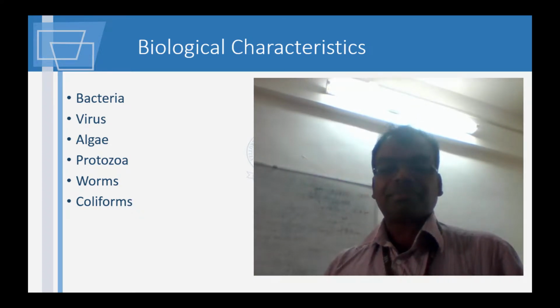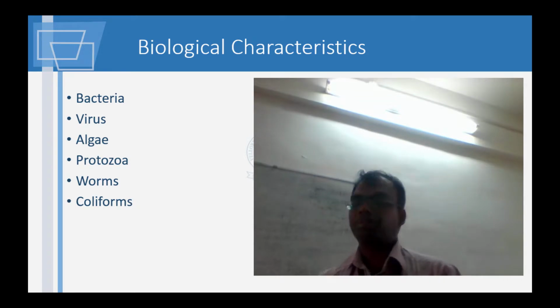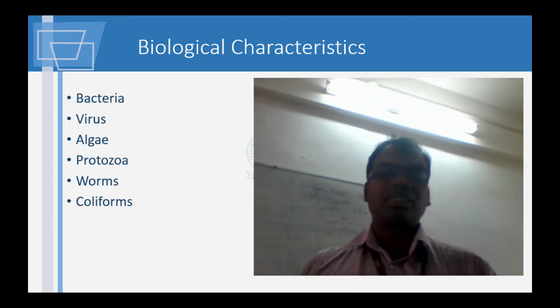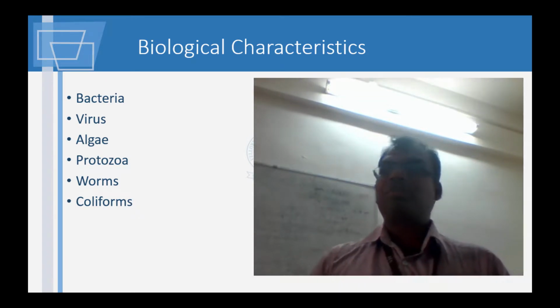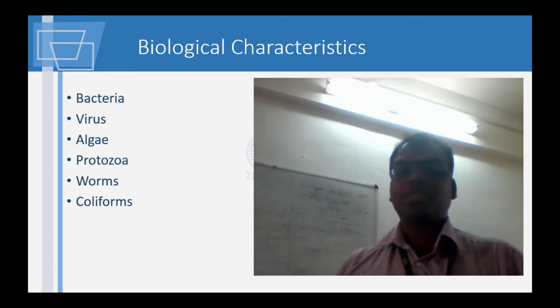And these are the things which are harmful for humans, all of them: bacteria, virus, etc. In particular, these coliforms and all these things cause diarrhea and all sorts of diseases.